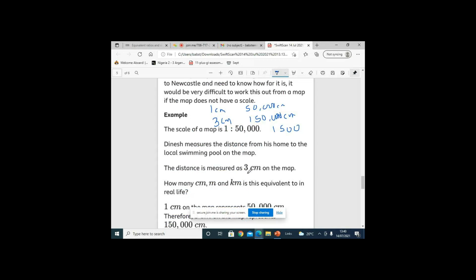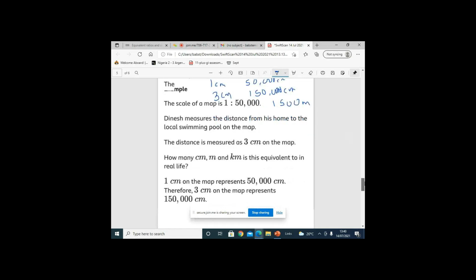1500. Then if you want to convert it to kilometers, this is in meters now. You divide it by what? By 1000. What is 1500 divided by 1000? That's going to be 1.5, isn't it? Yes, it's going to be 1.5 kilometers. So that's what they did there.